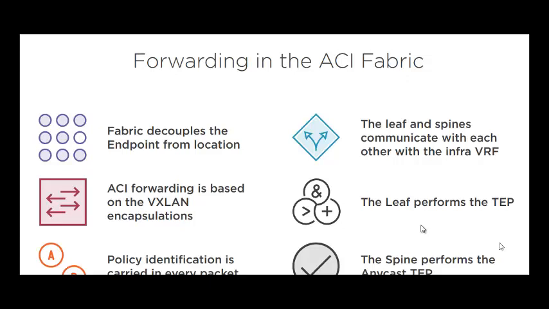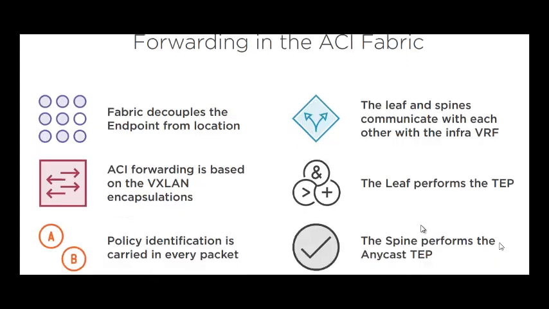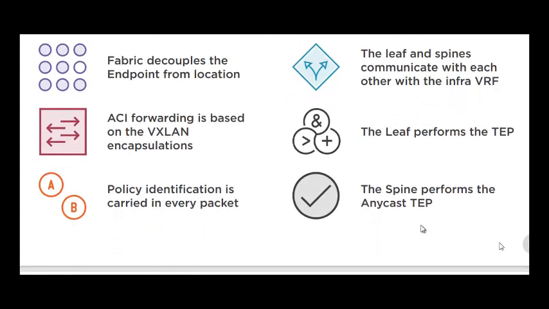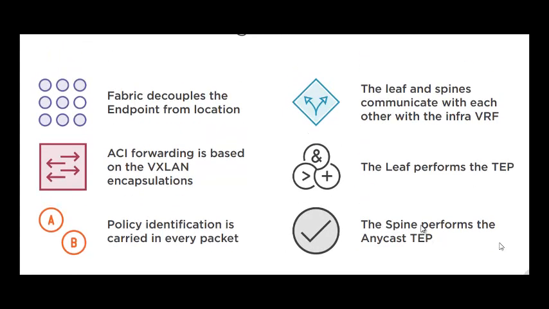Likewise, in ACI also, every packet that goes out from the leaf towards the spine, until it reaches the other end of the fabric, the remote destination leaf, carries the policies that need to be maintained while the packet moves. Policy identification is carried in every packet.